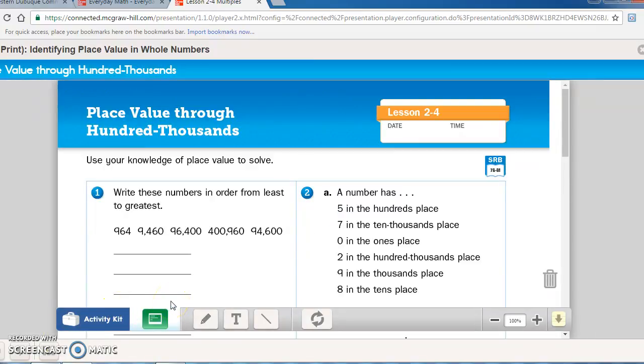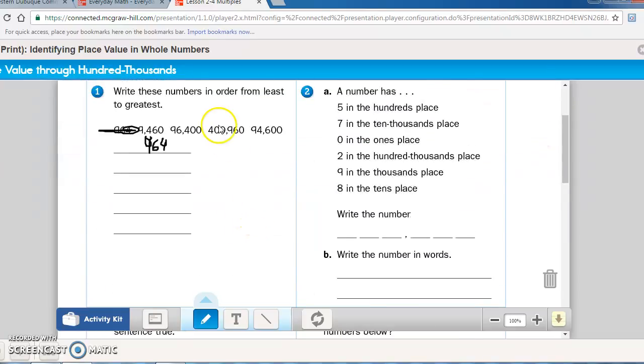Please turn to your math journal and do page 42. This is the recording previously to this. You should have noticed that the least number is 964. And you should have written that first, and then cross it off as you use it. And the greatest would be 400,960. You should have written that in as your greatest.